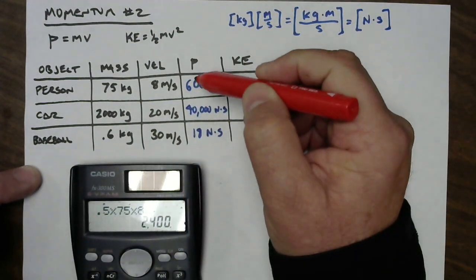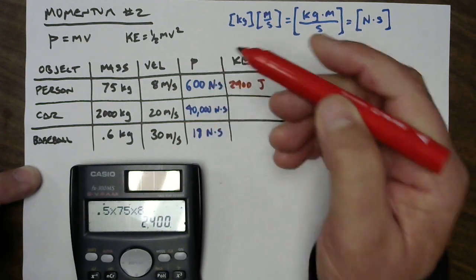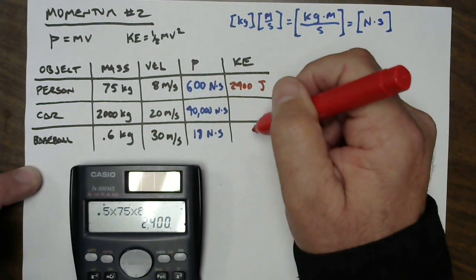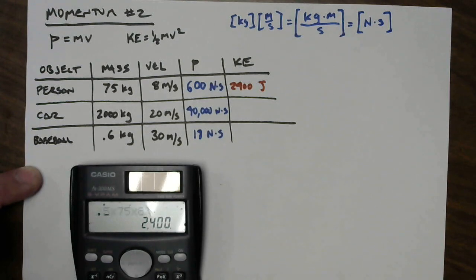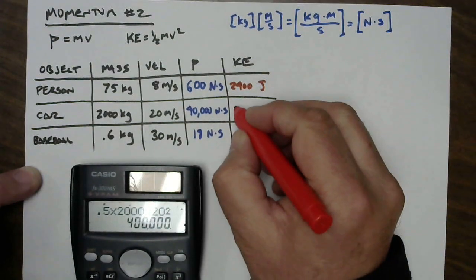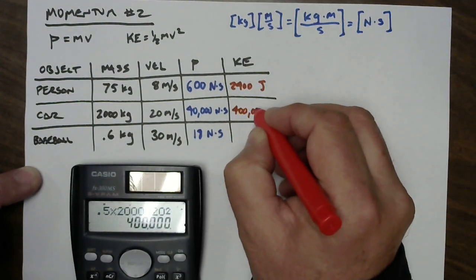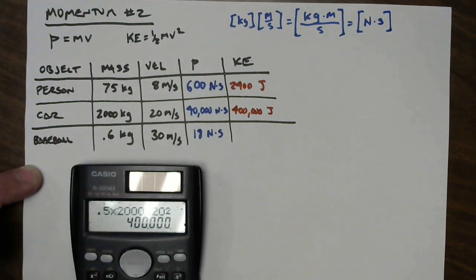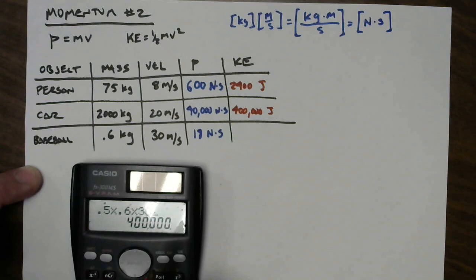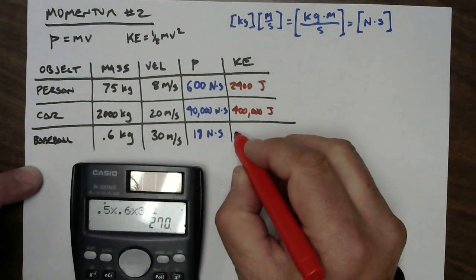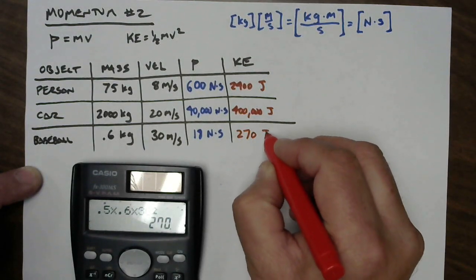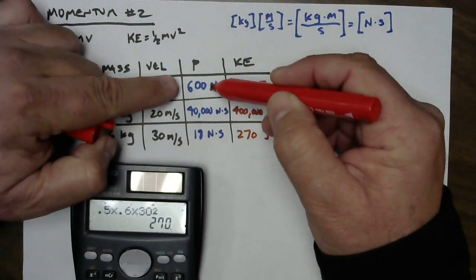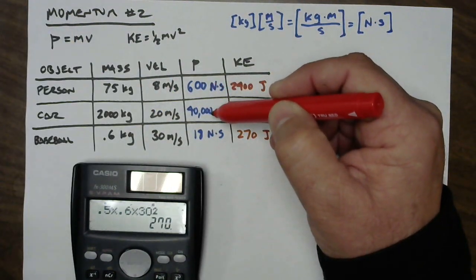But what we should do is we should keep track of the changes. All right, so look at things vertically, not horizontally. All right, the car is 0.5 times 2,000 times 20 squared. Whoa, okay, 400,000 joules. And the baseball is 0.5 times 0.6 times 30 squared, which is 270. So here we change from 600 to 40,000.